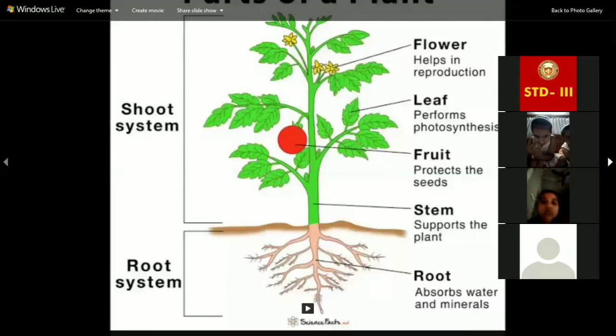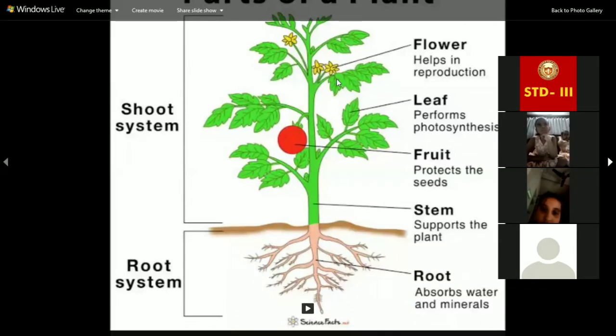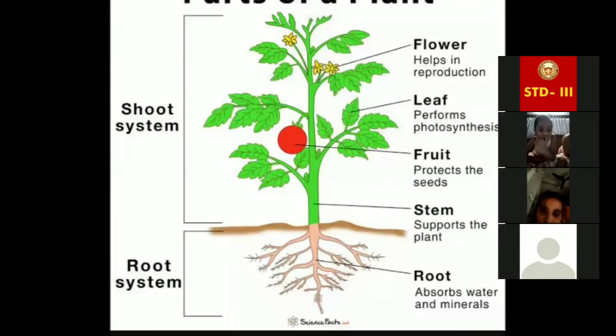So root system and shoot system are the two main parts of a plant. Root system remains under the ground and shoot system remains above the ground. Shoot system has four different parts: the flower, the leaf, the fruit, and the stem. Besides this, buds of flowers are also there, and inside the fruit there are seeds.